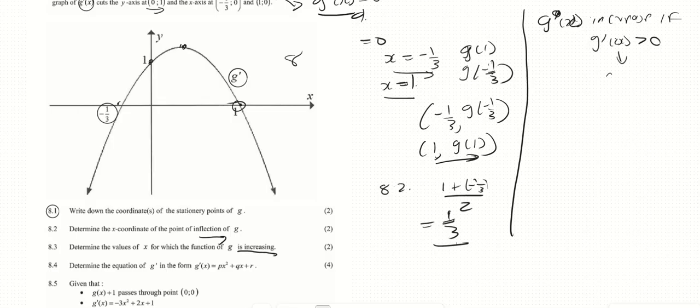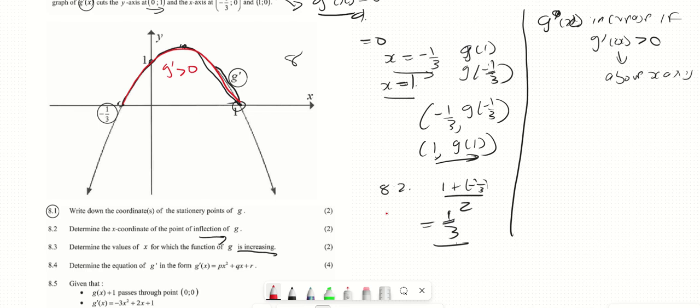So g prime is positive where? Above the x-axis. Meaning that from here to here, the gradient is positive, because the graph is above the axis. That's where g prime is greater than 0, so g increases. So for 8.3, the graph is increasing when negative 1 over 3 is less than x, less than 1. We can't say less than or equal to, because here is where the graph is turning. It's not increasing or decreasing, it is turning. So the graph is increasing here, and on this side the graph is decreasing.